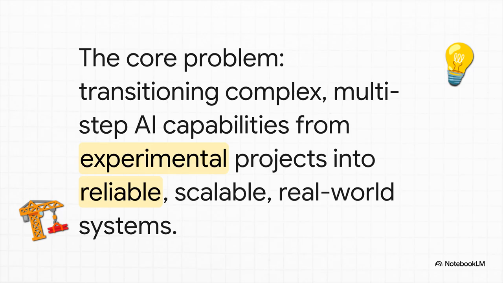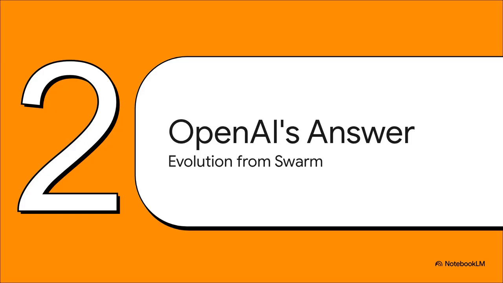We're talking about managing state, like remembering what you talked about 5 minutes ago. We're talking about making sure the system doesn't just crash when 1,000 people use it at once. And maybe most importantly, having the tools to actually see what the heck is going on under the hood when things inevitably go wrong. And that brings us to OpenAI's answer.